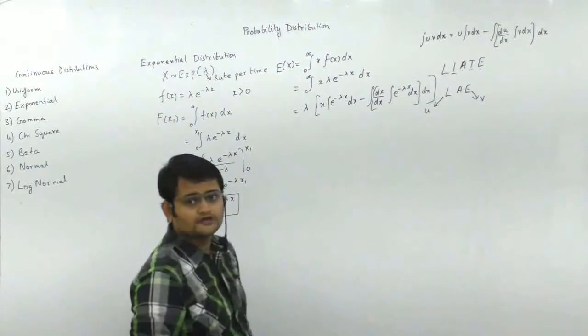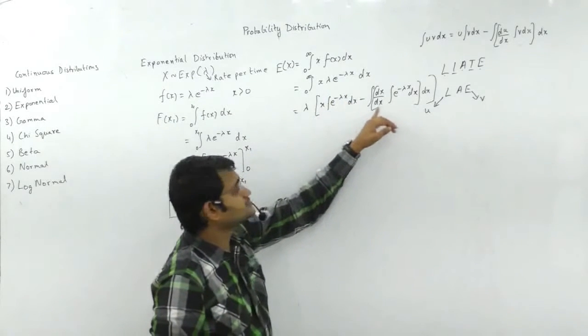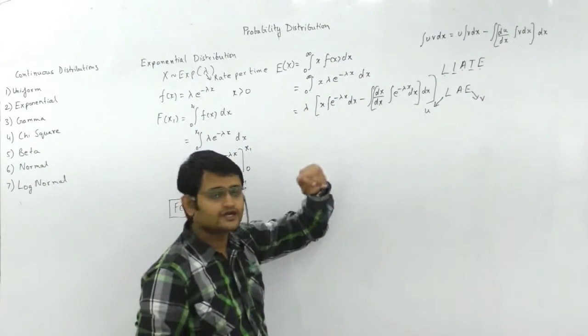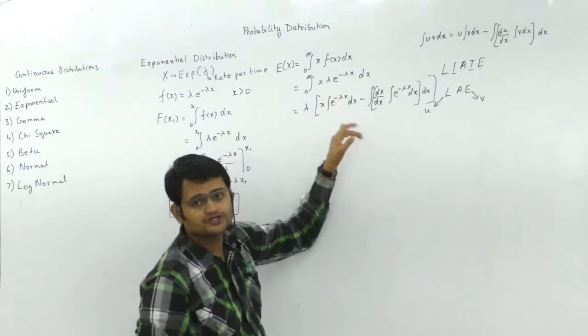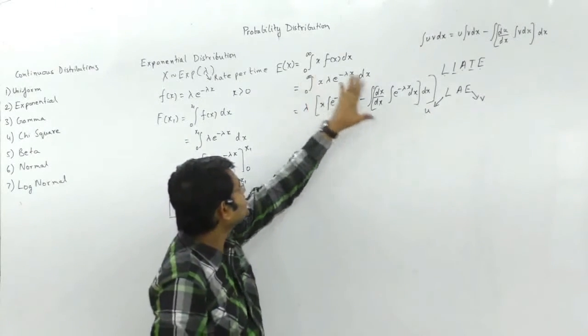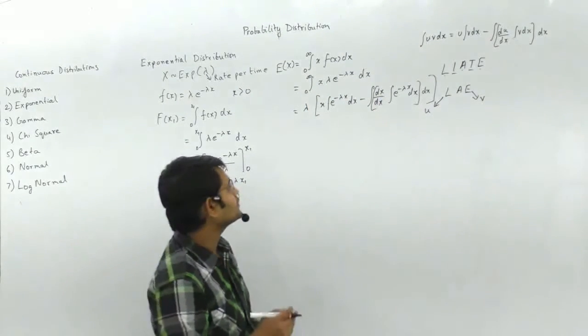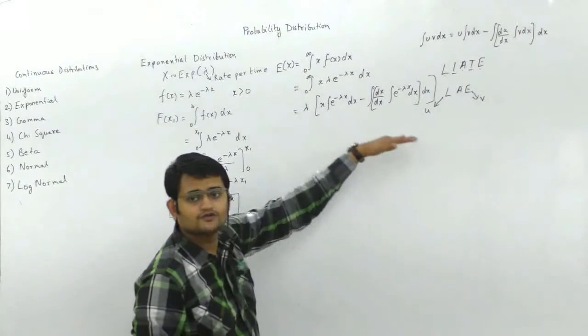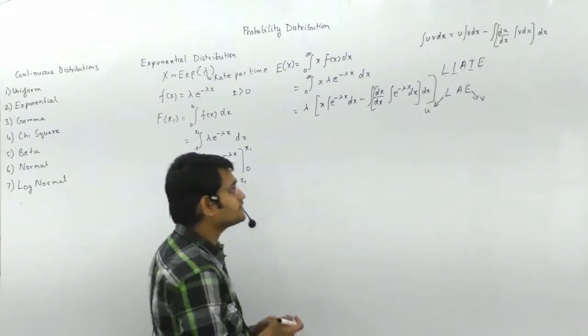Now, I always prefer not to write the limits when we are using integration by parts. You can write the limits also. It just becomes too complicated or too congested while we are writing this particular formula. After solving everything, you can write the limits afterwards.